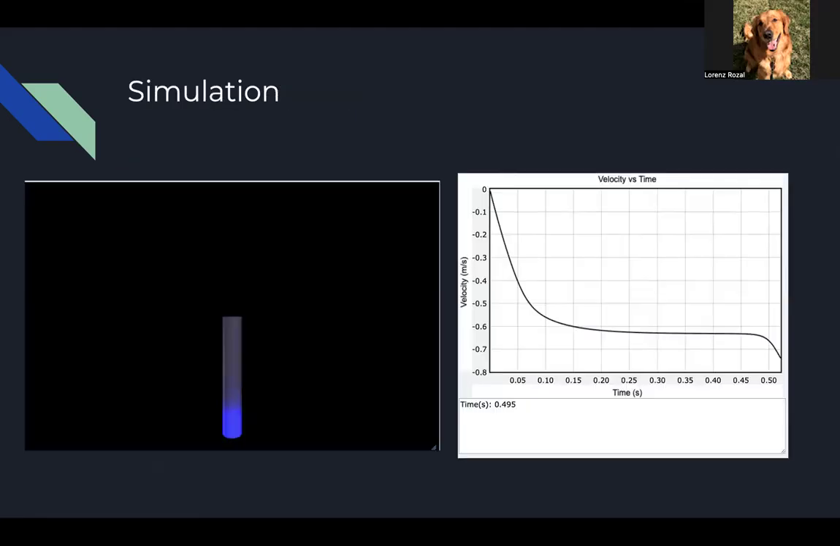So this was pretty much our simulation, and this shows the magnet, and the blue shows the currents, and then this is the velocity versus time graph. As you can see, it starts off by decreasing. The velocity decreases in the negative direction as it goes down toward the magnet, and it pretty much becomes a constant velocity. So at one point in the tube, the gravitational force is equal to the magnetic force, and then that changes when it exits the tube.